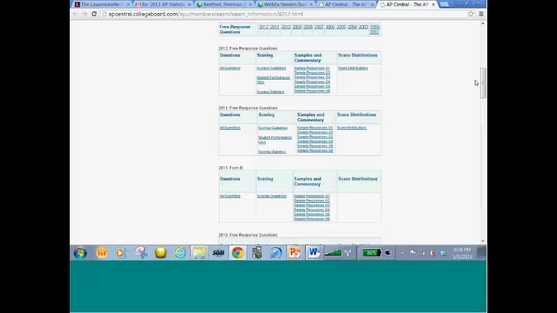What's great about this resource is that not only do you have the questions, but you also have the scoring guidelines. You have information about how the students performed, scoring statistics for the exam, as well as sample responses for each question and the score distribution. So for each year, you have that, and you also have it for the so-called Form B or overseas exams from 2011, going back to when the overseas exam was first started.